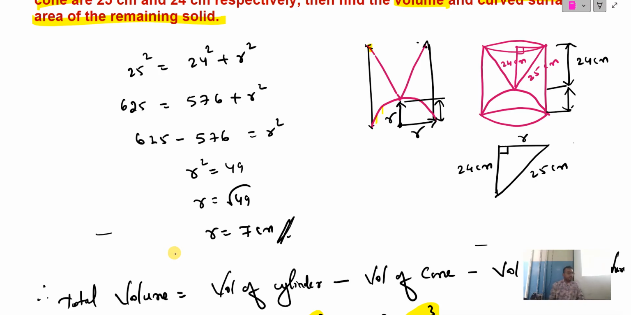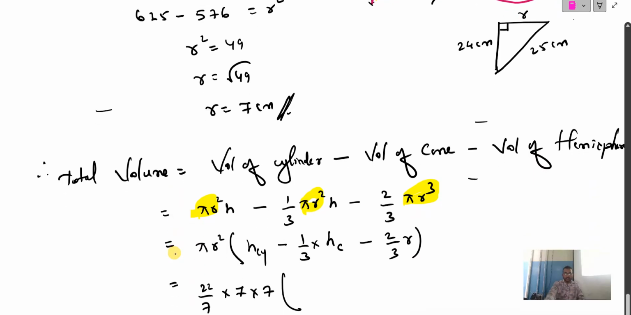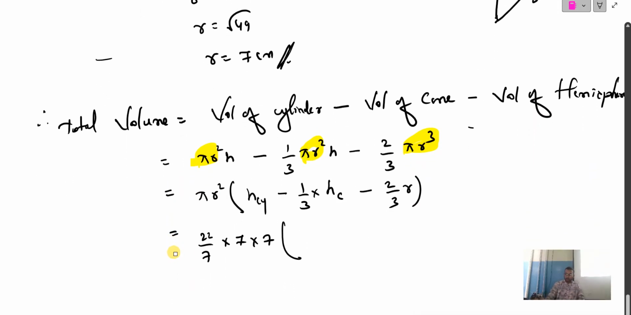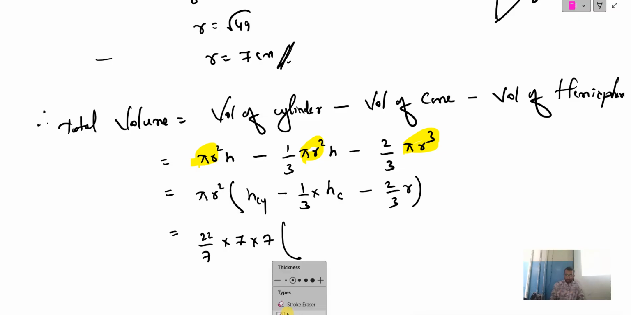Okay. Now what is the height of the cylinder? 31, minus 1 by 3 into the height of the cone, 24 centimeter, minus 2 by 3 into radius 7 centimeter. 7 gets cancelled. 22 into 7 into 31, minus 3 ones are 3, 3 twos are 6, 3 eights are 24, 3 sevens are 21.